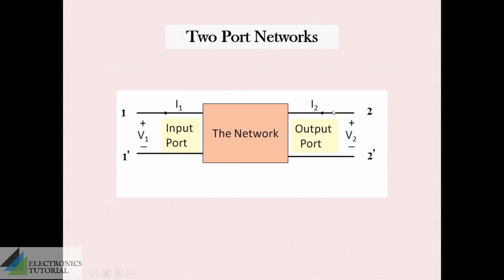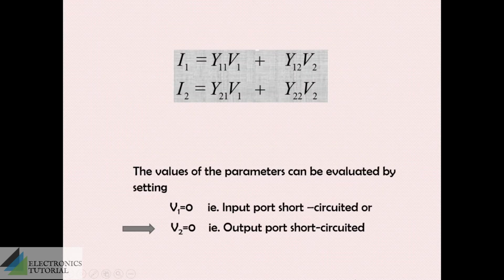We know when two terminals are shorted, there won't be any potential difference, so the potential difference will become 0. Here a voltage is mentioned as V2, but as we are going to short circuit this port, the V2 voltage is going to be 0. That means short circuiting the output port means the voltage V2 will become 0. Let's apply this condition in these two equations.